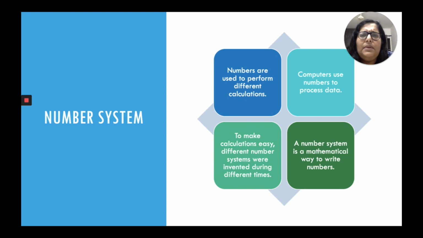And please understand, the language followed by a computer is not the language we talk. The language followed by the computer is the binary system. So, computers also use numbers to process the data. And the next point, and the last one, is the very important one. A number system is a mathematical way to write numbers. Shall we move on to the next slide?